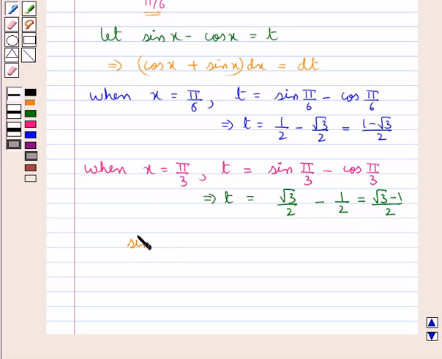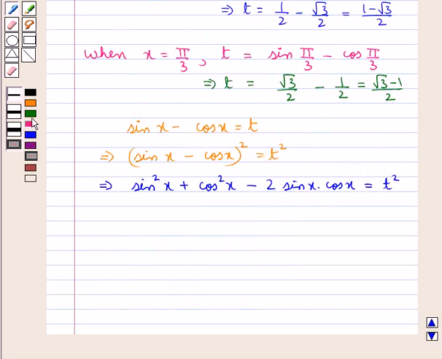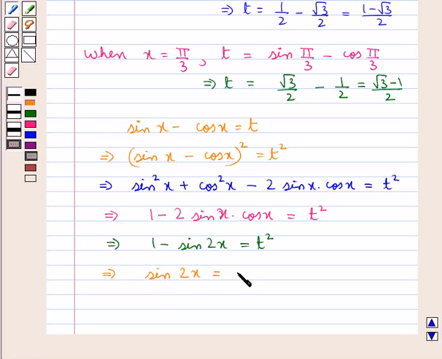Also, as we have sin x minus cos x equal to t, the whole square is equal to t square. That is, sin square x plus cos square x minus 2 sin x cos x is equal to t square. Now, sin square x plus cos square x is 1. So 1 minus 2 sin x cos x is equal to t square. Or you can say 1 minus sin 2x, since 2 sin x cos x is sin 2x, is equal to t square, which means that sin 2x is equal to 1 minus t square.